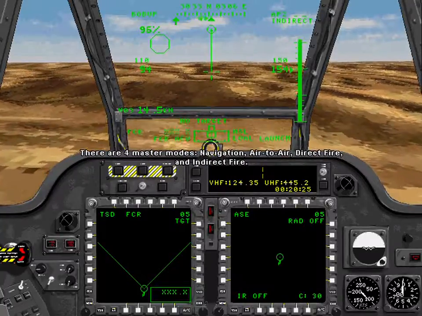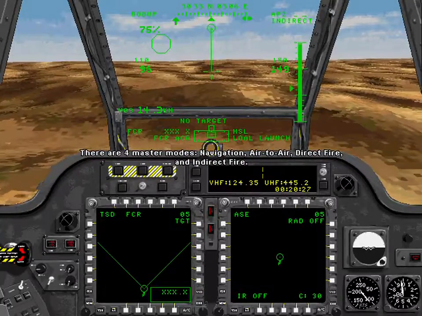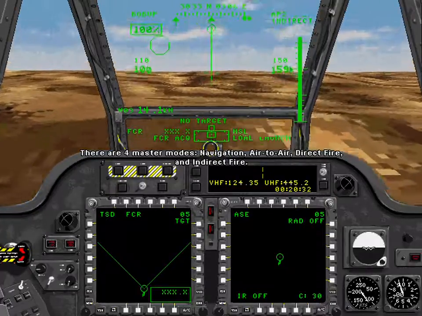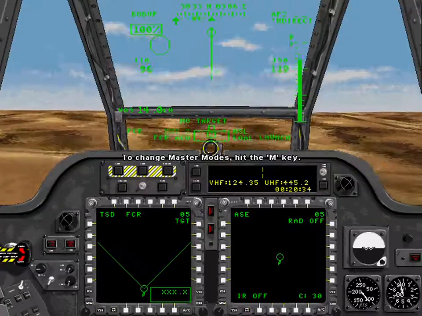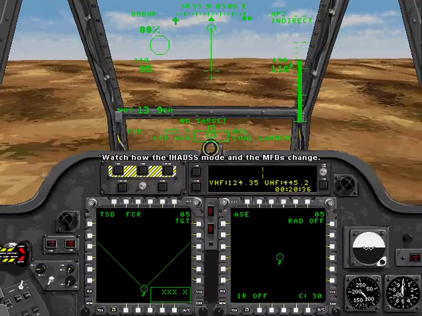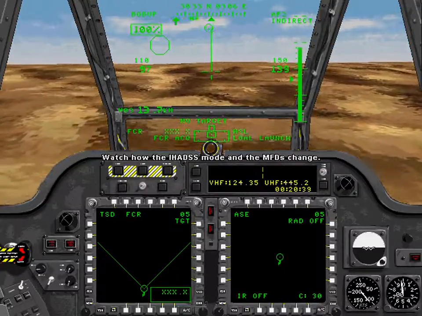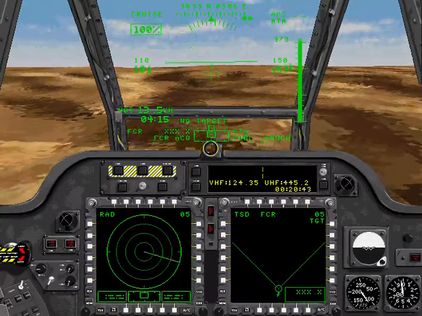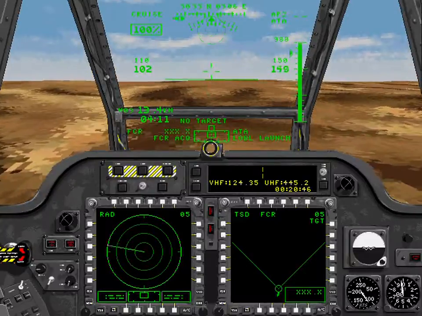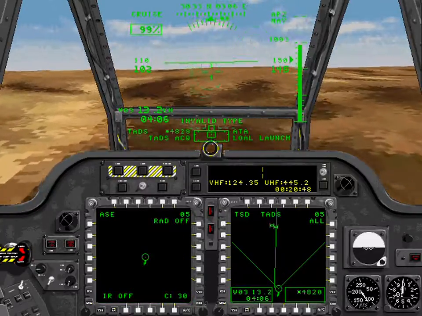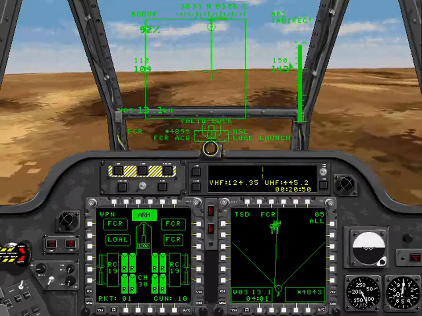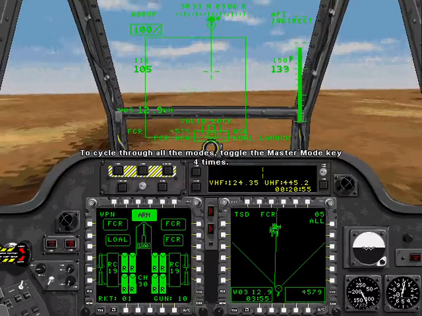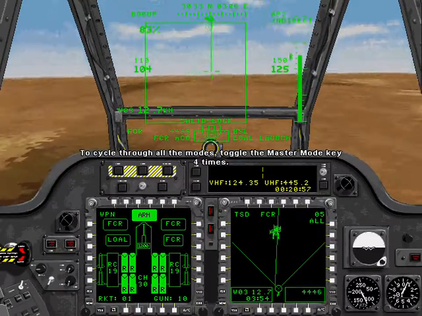There are 4 master modes: navigation, air-to-air, direct fire, and indirect fire. To change master modes, hit the master mode key and watch how the IHADS mode and the MFDs change. To cycle through all the modes, toggle the master mode key 4 times.